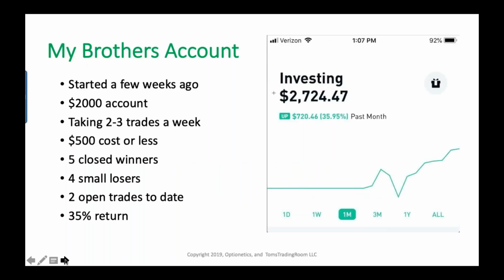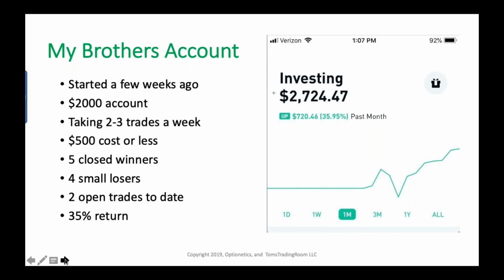Here is his account as of today. I asked him to text me from his phone. Obviously, we all know he uses Verizon, and this was right after lunch. And he had 92% left on his battery life. How do you do that? My battery life is almost dead by the time we get past lunch.